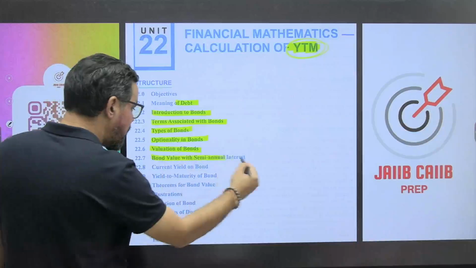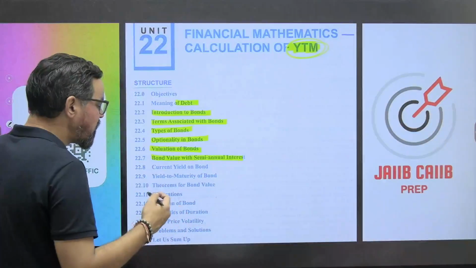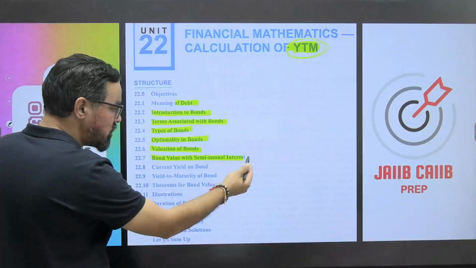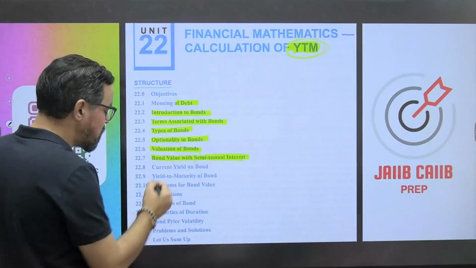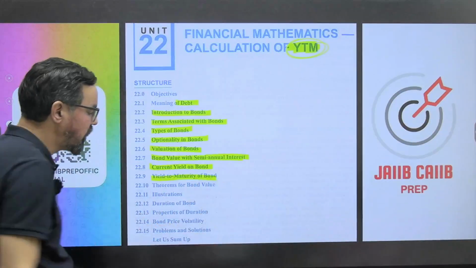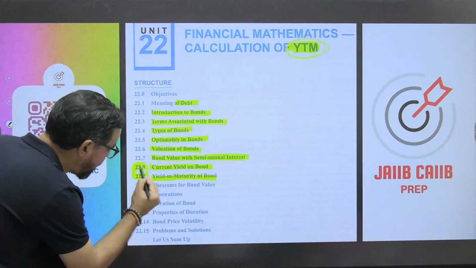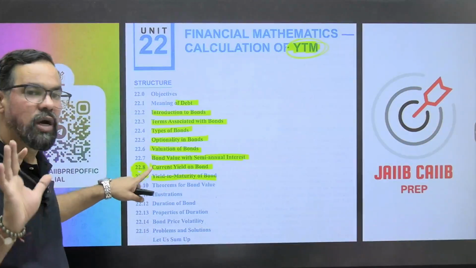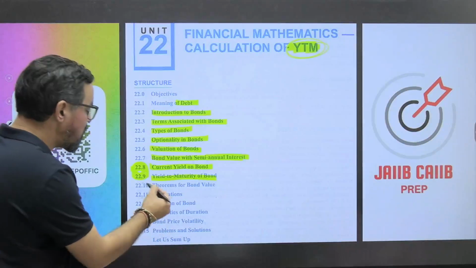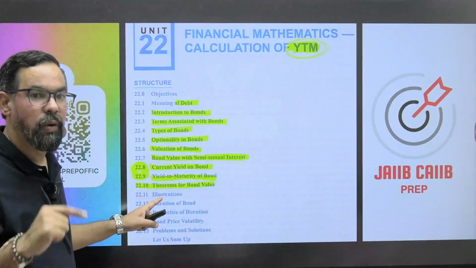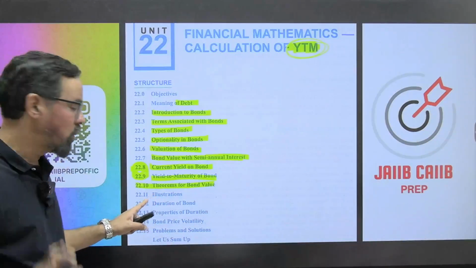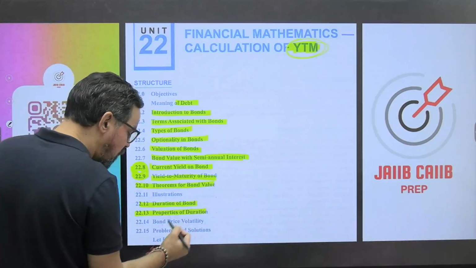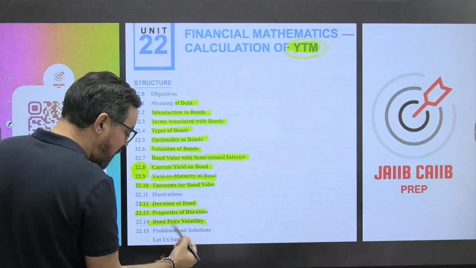We have bonds with semi-annual interest rate, where interest is payable every 6 months. Usually in every bond, they are similar type of features. Then current yield and yield to maturity. These two subtopics, every time you will see one numerical based on this for 1 mark or 2 marks. Theorems of bonds are also very important. They are also part of your IIFS module D. Very important one. Duration of bonds, properties of bonds, and bond price volatility.